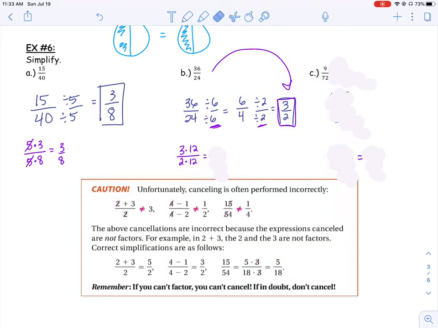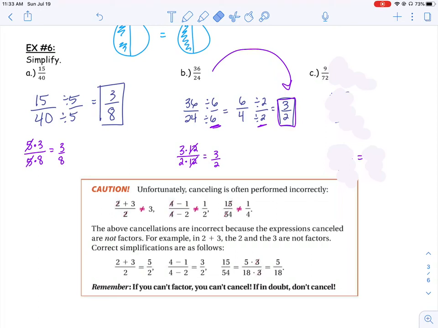Or you can think of them as factors. You could take 36 and break it down into 3 times 12, and then you can take 24 and break it into 2 times 12. And since they both have common factors of 12, we can reduce, leaving us with 3/2. But again, that only works if you have multiplication, so be careful with that.